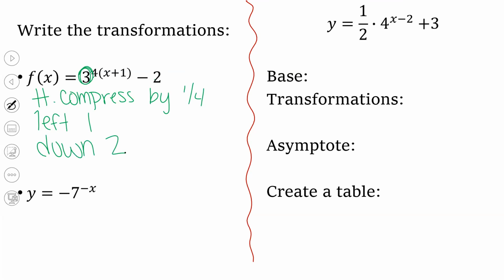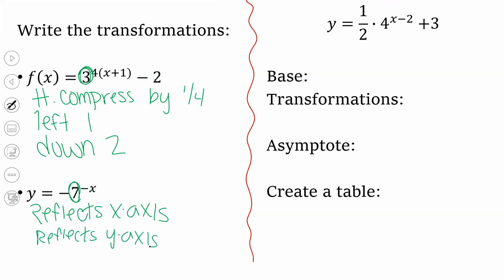Number 2 says -7 to the -x. What is my base? Just the 7, not the negative. It's just the number 7. Okay? If I have a negative in front, what does that mean? Reflects the x-axis. Very good. And there's a negative with the exponent. So what does that mean? Reflects the y-axis. Yes, it can reflect both. It just means it flips twice.